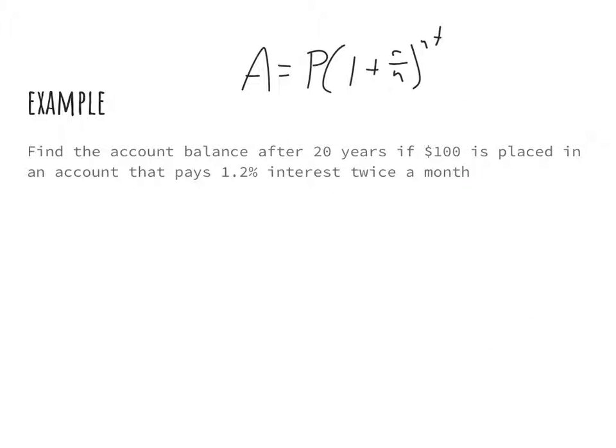Our next example, we've got: find the account balance after 20 years if $100 is placed in an account that pays 1.2% interest twice a month. So again, plugging in our values, start out with our principal amount, that's going to be 100. We fill in the rest, 1 plus our interest rate as a decimal. We've got 1.2%, so that as a decimal is 0.012.